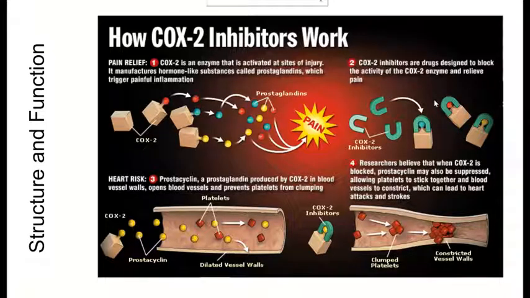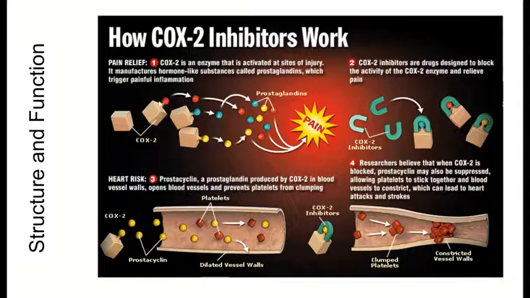So one that you're familiar with are NSAIDs. NSAIDs are non-steroidal anti-inflammatory drugs, so this would be like ibuprofen, Aleve, things like that. These are COX-2 inhibitors, so this is how they work to prevent pain. The COX-2 is an enzyme that's activated at sites of injury. It manufactures hormone-like substances called prostaglandins, which trigger painful inflammation.